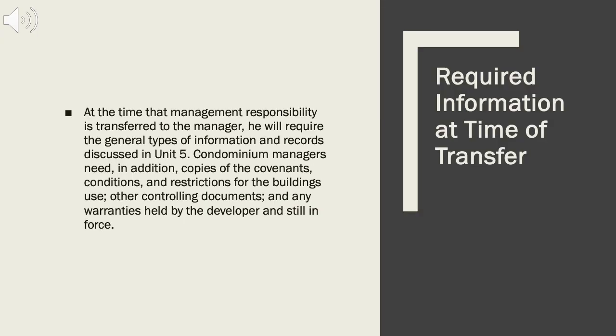Required information at time of transfer. At the time that management responsibility is transferred to the manager, they will require the general types of information and records discussed in Unit 5. Condominium managers need, in addition, copies of the covenants, conditions, and restrictions for the building's use, other controlling documents, and any warranties held by the developer and still in force. Insurance.